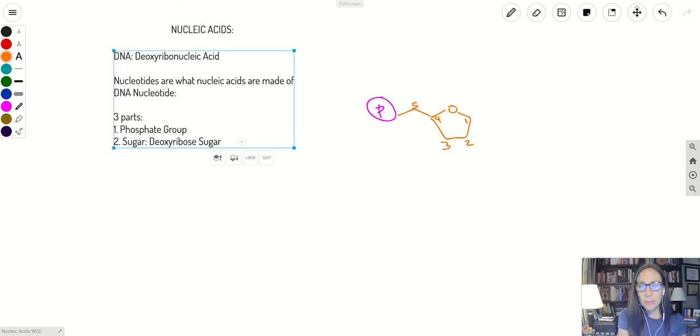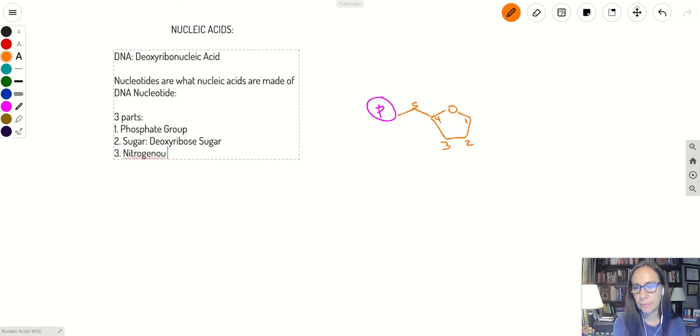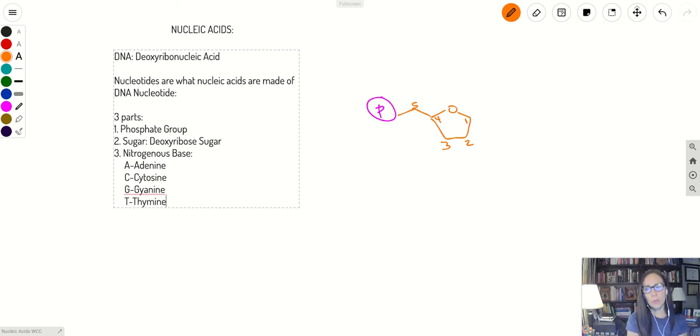The last part of the nucleotide is called a nitrogenous base. In DNA, there are 4 options for the nitrogenous base. In no particular order, the first one is A, and that stands for adenine. The second one is C, that stands for cytosine. The third one is G, that stands for guanine. And the last one is T, and that stands for thymine. So those are the 4 options.